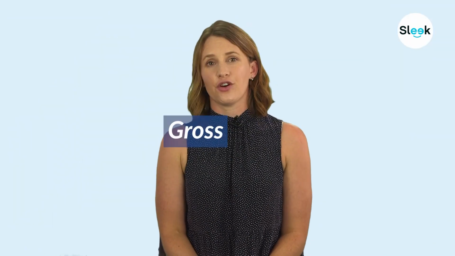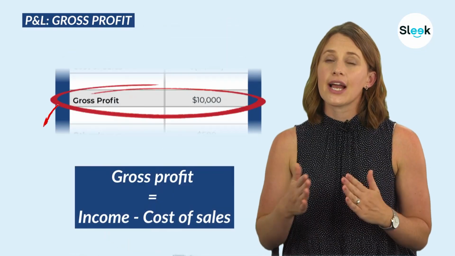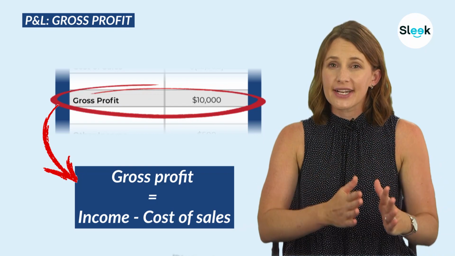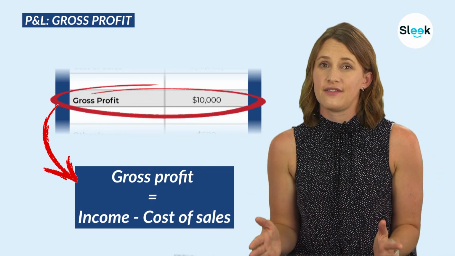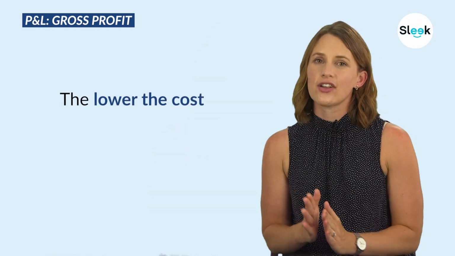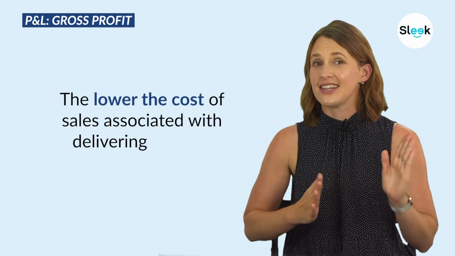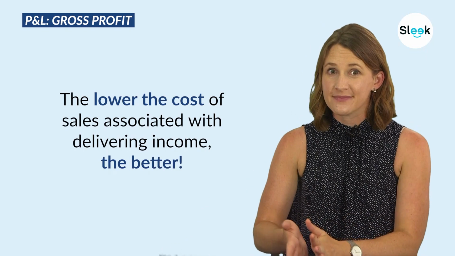Okay, next is gross profit. So what is it? Gross profit is the profit a company makes after subtracting from income the cost of sales. So what do you need to understand? The lower the cost of sales associated with delivering income, the better, as this means more income is being retained by the business and can be used to cover operating expenses or earn a net profit.